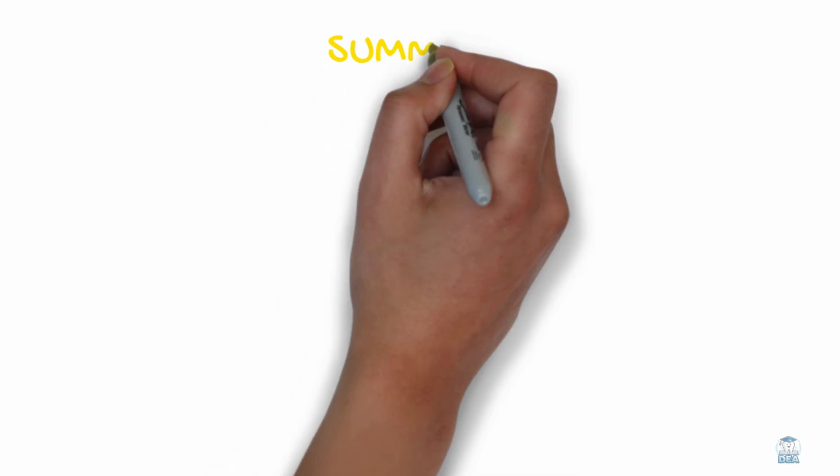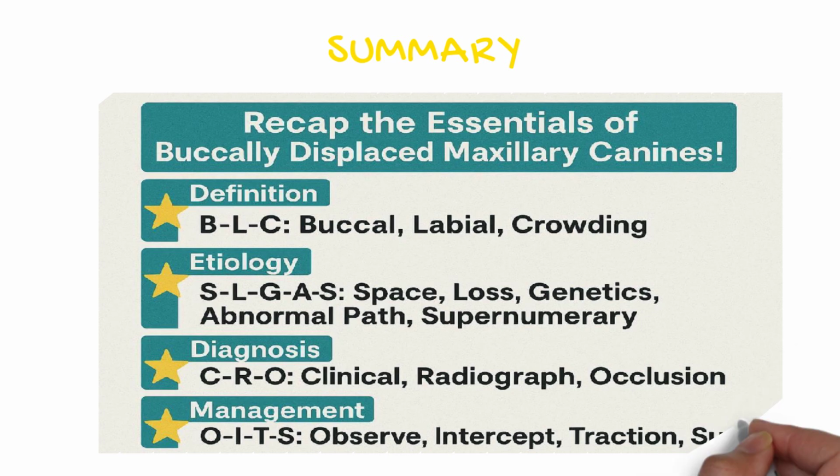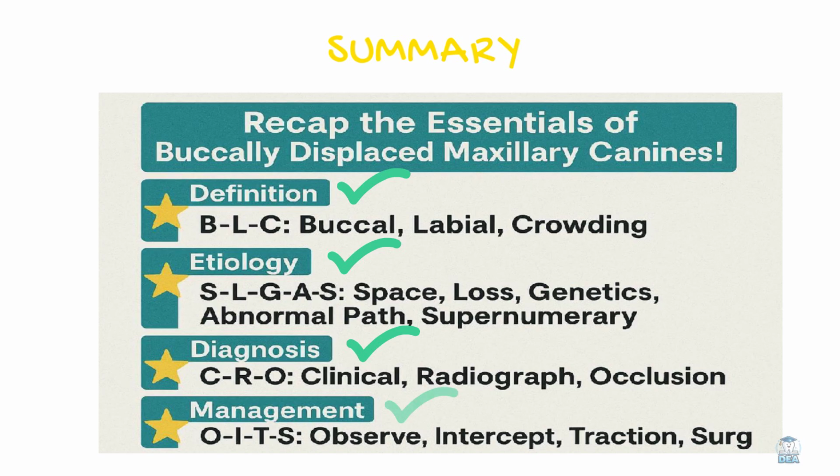To summarize, Buccally Displaced Maxillary Canine's essentials are definition, BLC, buccal, labial, crowding; etiology, SLGAS, space, loss, genetics, abnormal path, supernumerary; diagnosis, CRO, clinical, radiograph, occlusion; management, OITS, observe, intercept, traction, surgery.